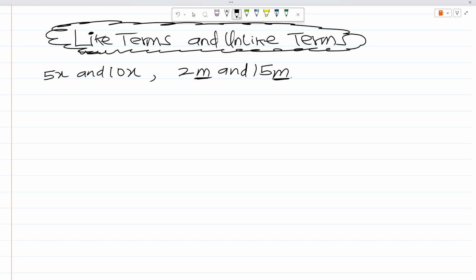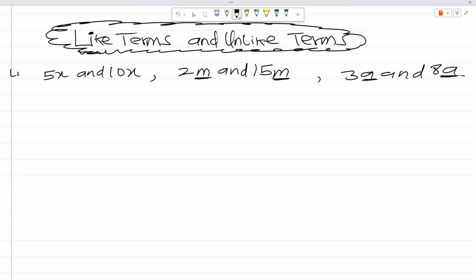Can you see that? And again, we have 3a and 8a. They also have the same variable factor. Can you see the same variable factor? There is a here and there is also a here. They are the same. Now, let's talk about unlike terms.